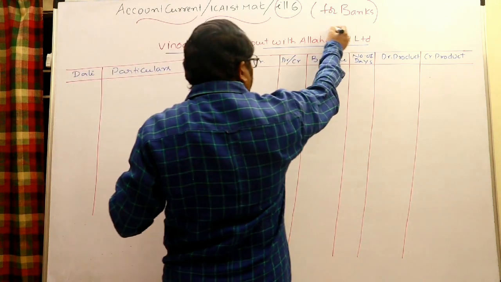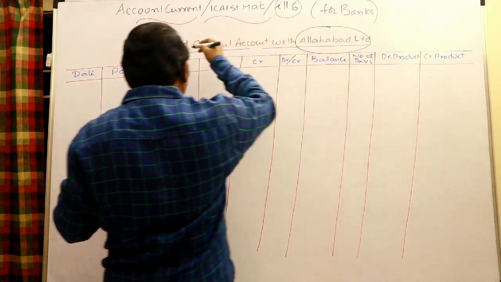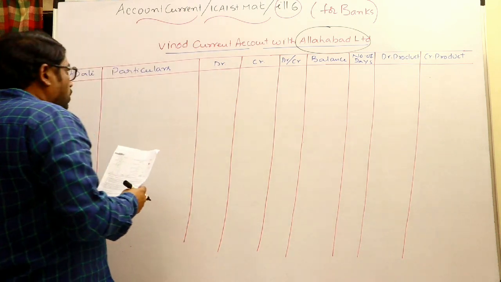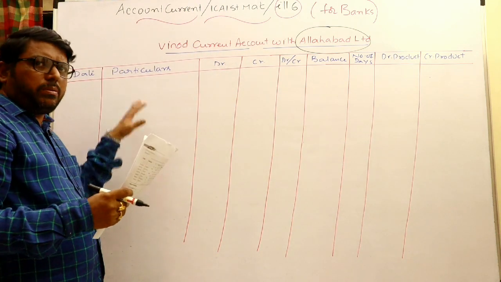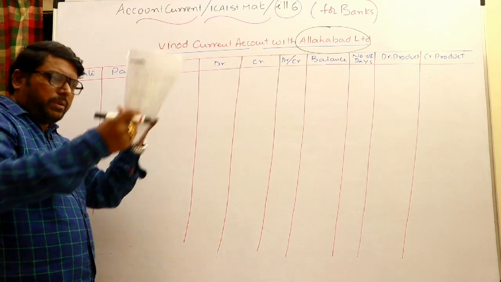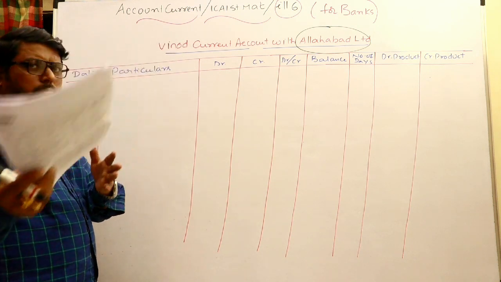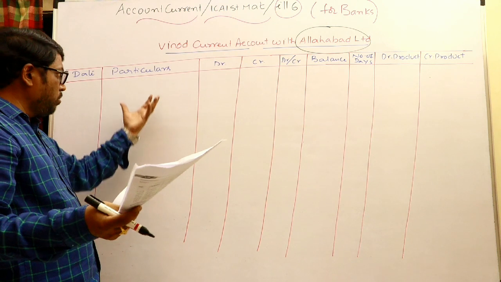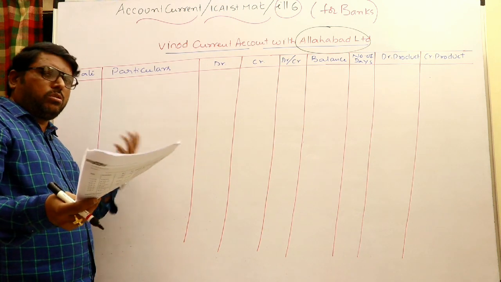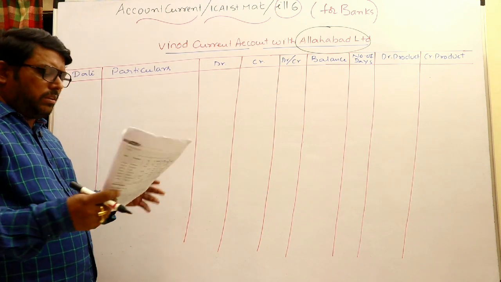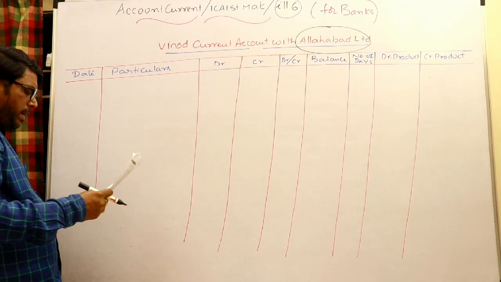As I said, you think like Allahabad Bank and you are preparing Vinod's account. So you have to write "To" and "By" here. There are no separate debit and credit particulars columns; you will find only one particulars column, where you have to write "To" and "By" itself. You think like a bank.